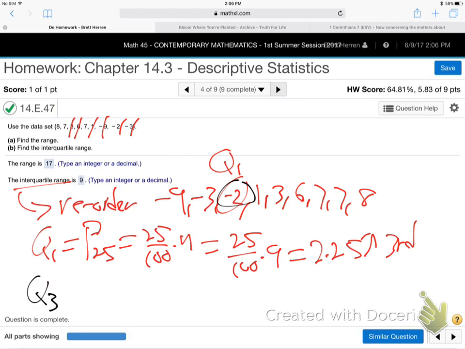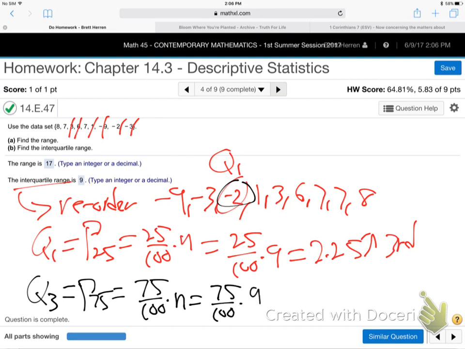And now the Q3, the P75. 75 over 100 times n. What is n? 9, still 9. Wait, am I doing that right? 75 over 100 times 9 is 6.75. Rounded up, 7th. So what's the 7th number? First, second, third, fourth, fifth, sixth, 7th is a 7. So there it is. This is the Q3.